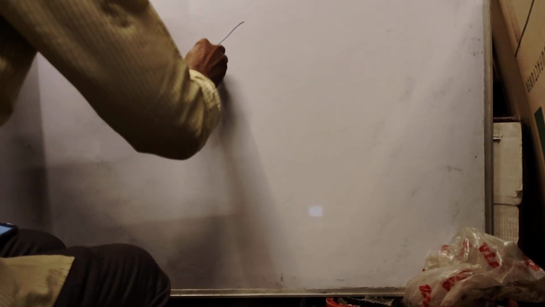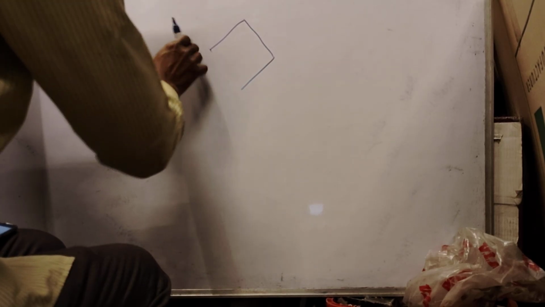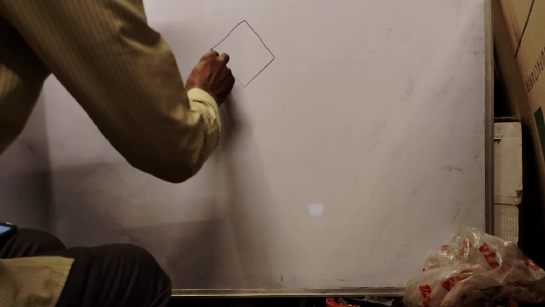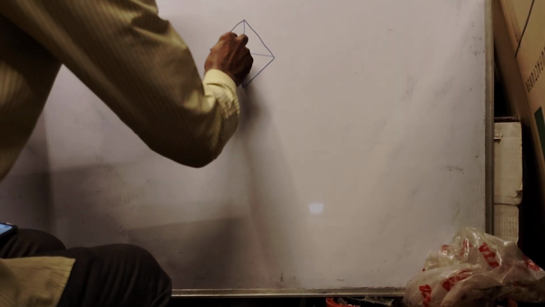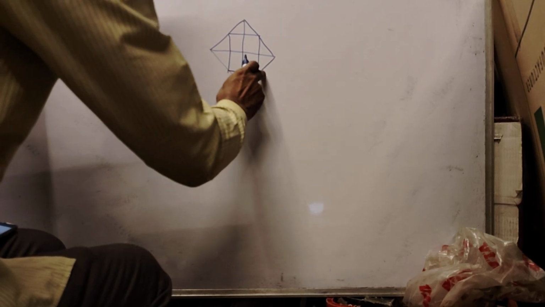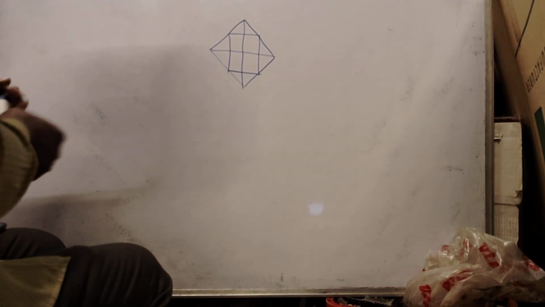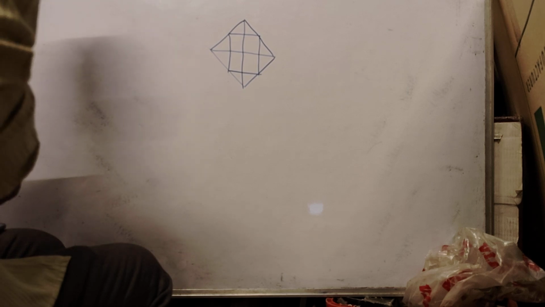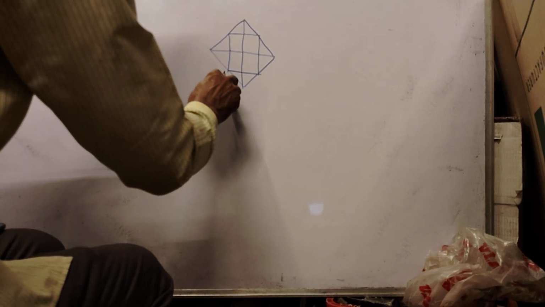Next, count the number of triangles in the given figure. So here is the given square. We need to count. I think it is 15. There is also a none of these option that creates the problem.